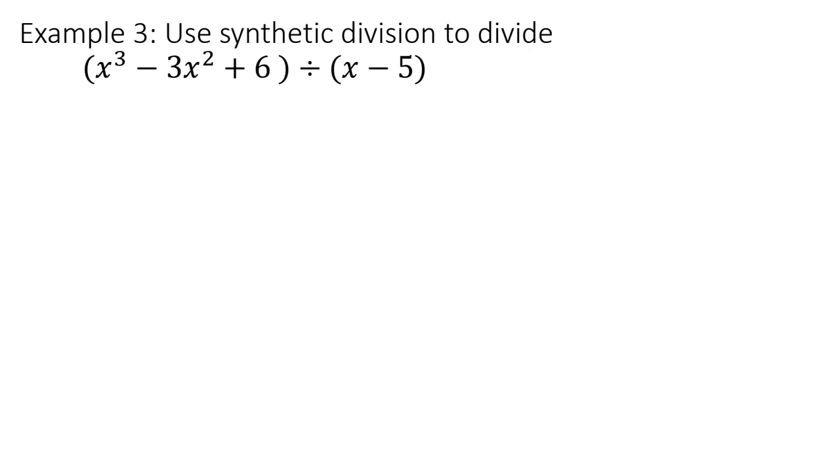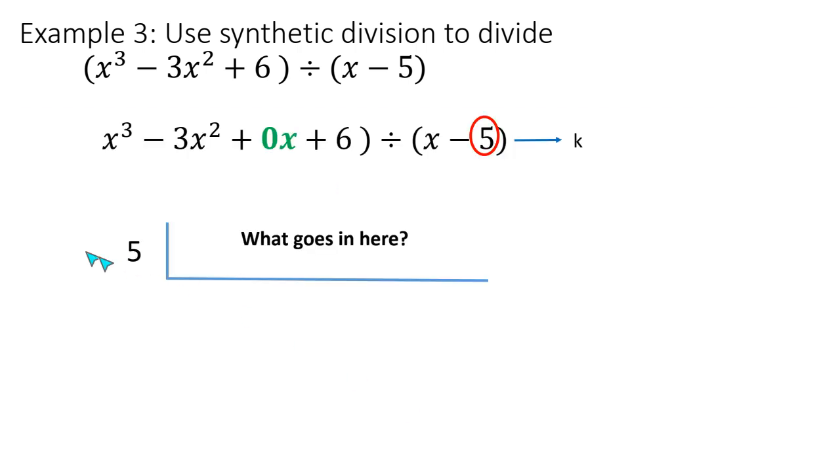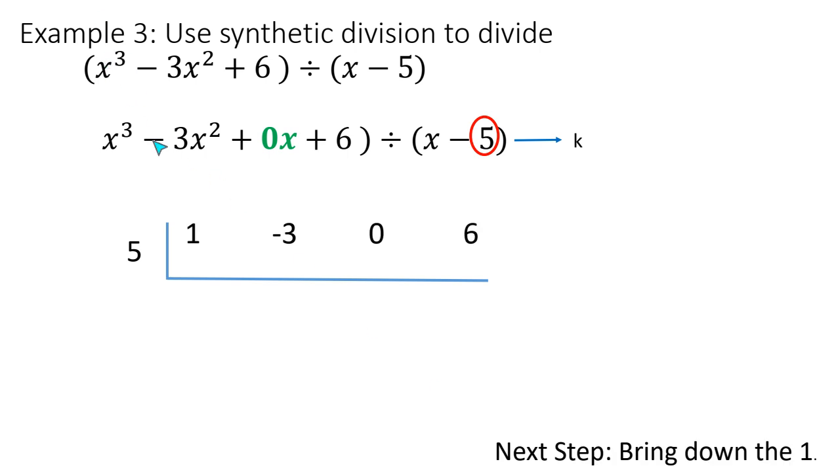Okay, I think we have space for one more, so we'll go ahead and do that. So here, notice that there's no x, so I'm going to use a placeholder of 0x. And so my k is going to be 5. And then my coefficients are going to be 1, -3. I don't have an x, so it's going to be 0. And then our 6. Bring down the 1.